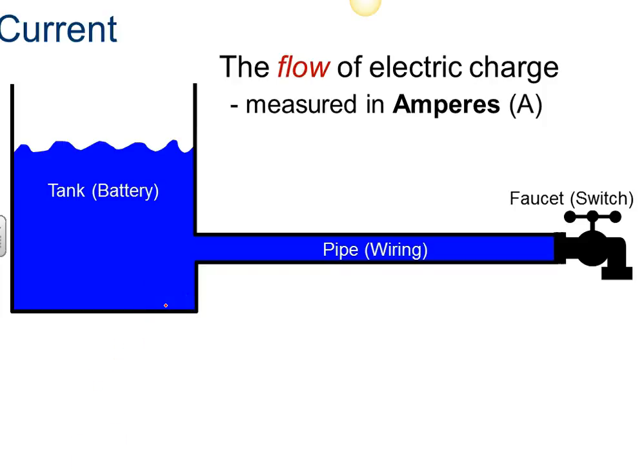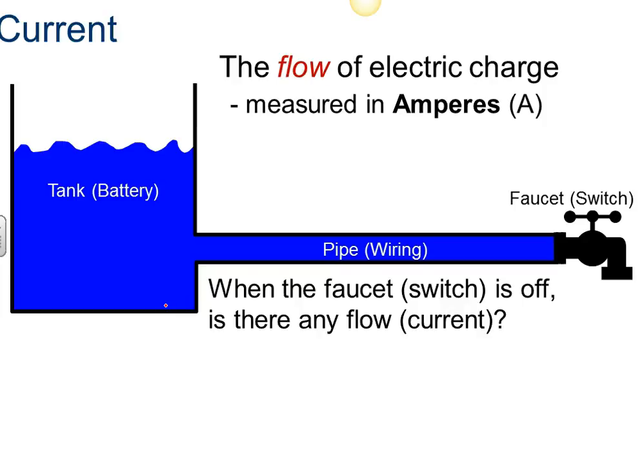Okay, let's look at current first. Current is the flow of electric charge, which is measured in amperes. Here we've got an analogy for a circuit. We've got a tank holding some water, so this is H2O, a pipe leading away from it, and a faucet out on the end with a valve. The analogy is that the tank is like the battery, the pipe is like the wiring, the passageway, and then this is like a switch that we can turn on and off.